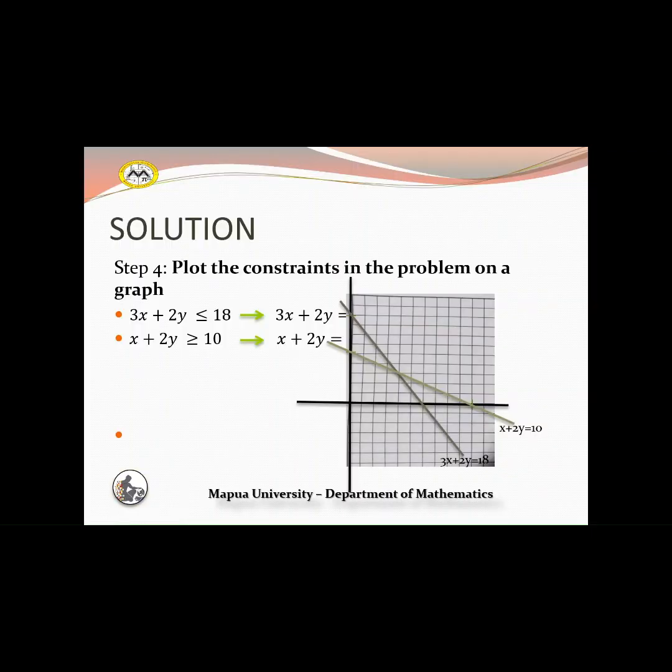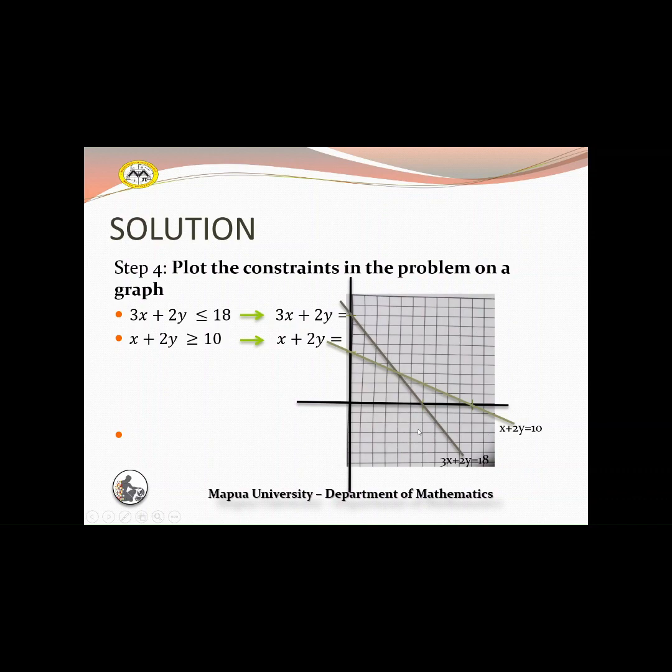Now, using the graphical method, we have to plot the given constraints by simply replacing the inequality with an equal sign. So 3x plus 2y less than or equal to 18 is now 3x plus 2y equal to 18. And x plus 2y greater than or equal to 10 is now x plus 2y equal to 10. Using the intercepts, we can now plot the corresponding lines of these inequalities.